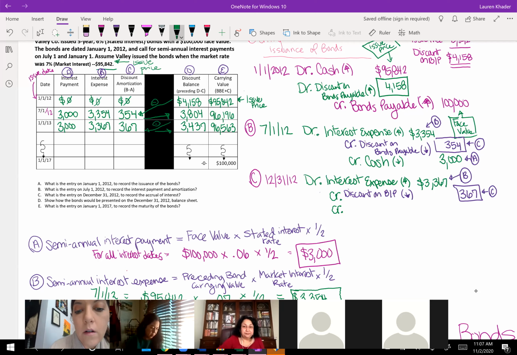But our last credit is not going to be to cash because we're not paying out cash until tomorrow on January 1st. So we need to accrue for it, and we're going to credit interest payable.